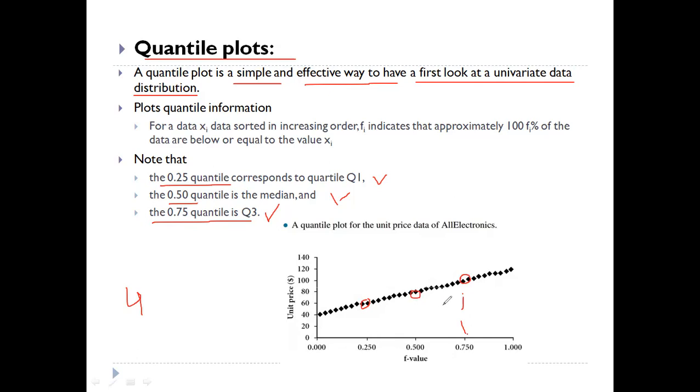Like this, we can draw the quantile plot for the unit price data of all electronics. On one side you may represent unit price, on the other side the f value. So based on these two, if you represent all the points, then wherever you find the 0.25 value, it corresponds to Q1, as well as the 0.500 value Q2, and 0.750 Q3. Okay, this is a quantile plot.